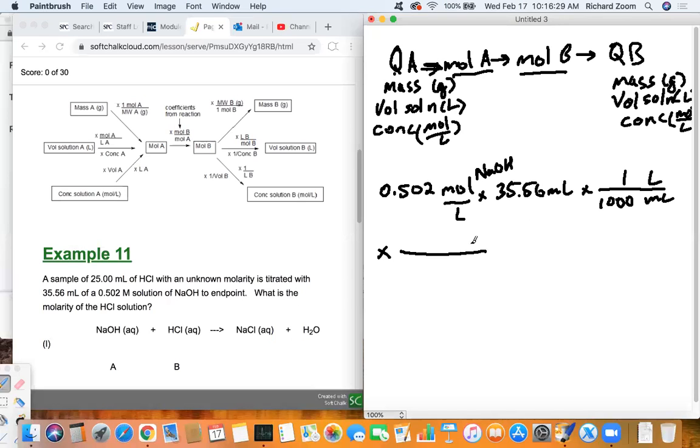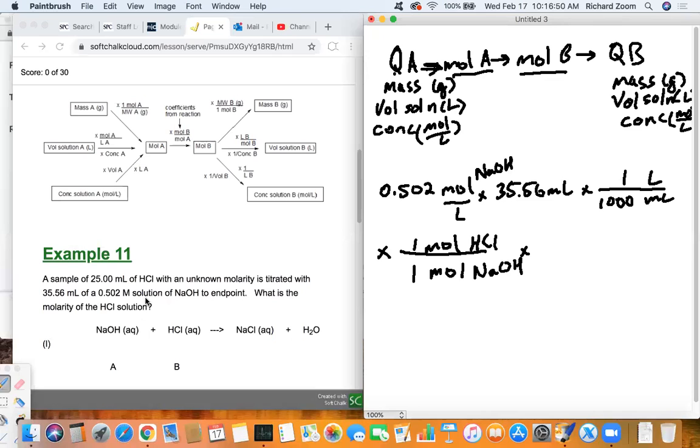The next thing we need is moles of HCl. All right, that'll be up here. Moles of HCl, that's the second thing. Moles of NaOH go on the bottom. The relationship here is 1:1. So 1 mole of NaOH, 1 mole of HCl.